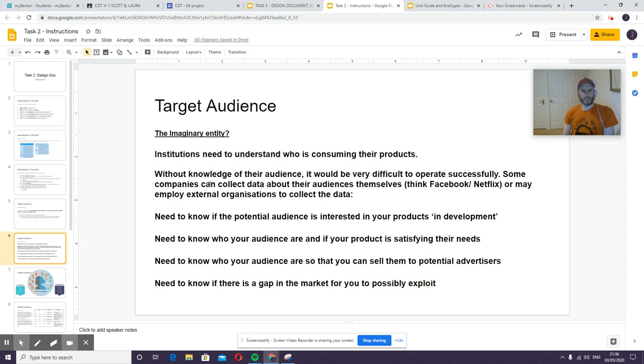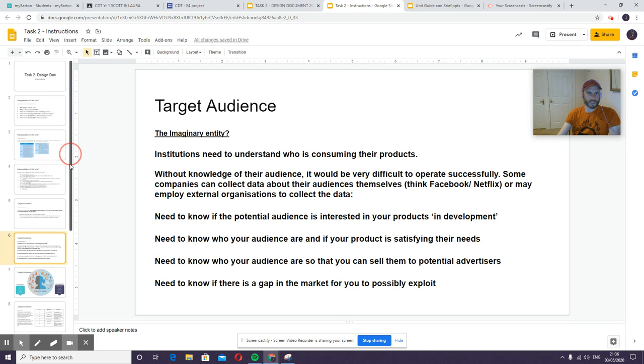You need to know who your audience is so you can sell that information to potential advertisers. If you want to get external advertisers involved, you need to be able to say, well, you've got this huge demographic who are going to be interested in your product, and therefore, your advertising is going to reach these people. You need to know if they're going to be interested in it. Is there a gap in the market that you can exploit? Okay, so that was the imaginary entity and the reasons why it's useful to come up with one.